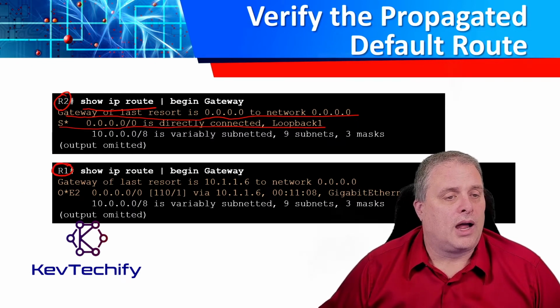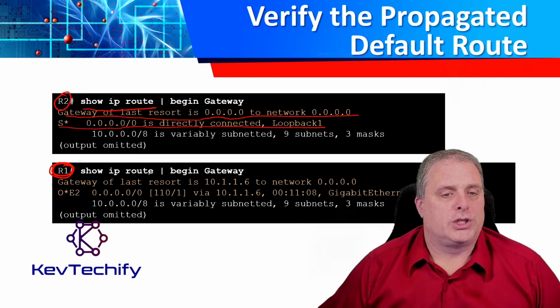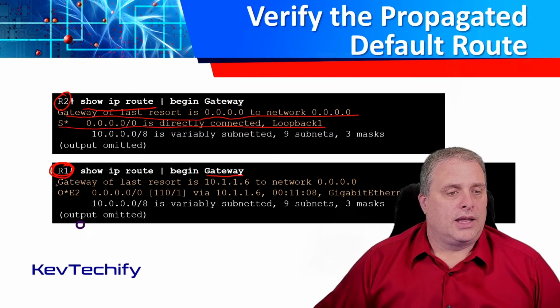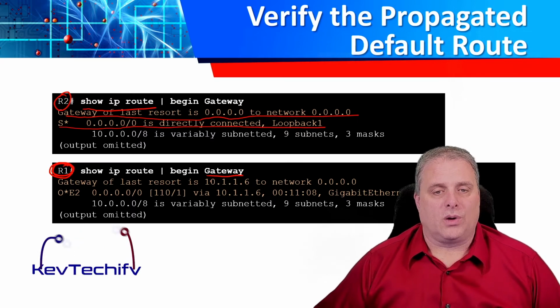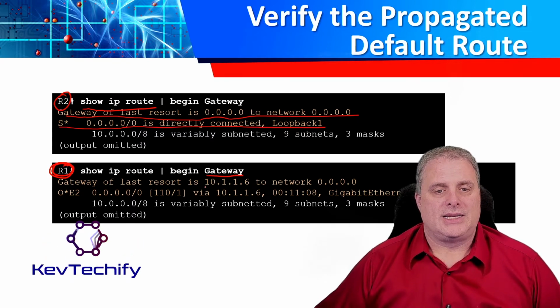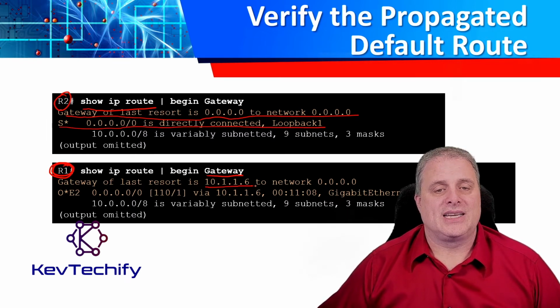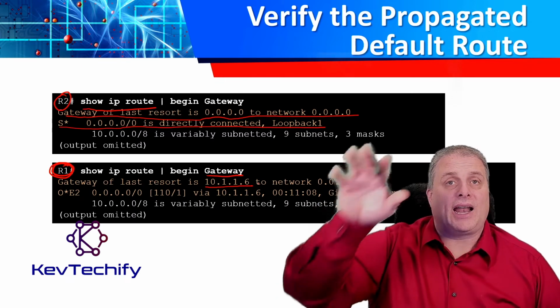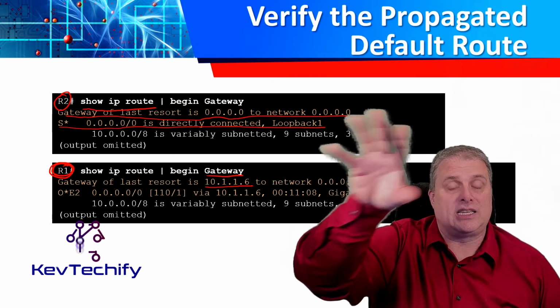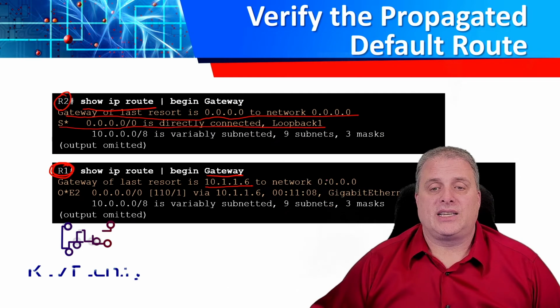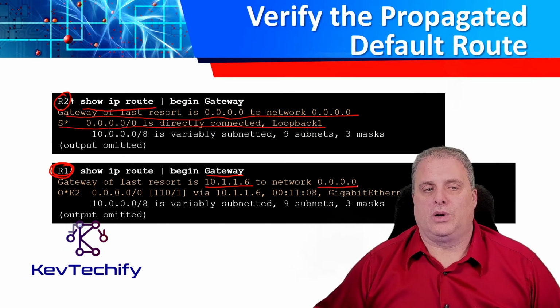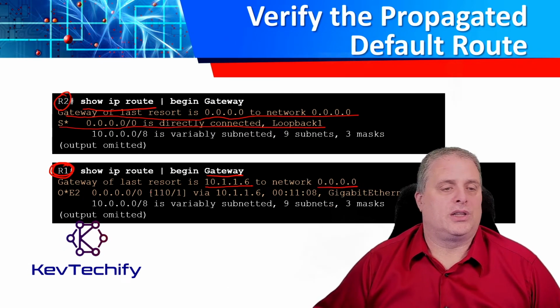So we are on R1 right here. We do a show IP route filtering with the beginning of gateway. Then we're saying the gateway of last resort is 10.1.1.6. 10.1.1.6 is on that R2 where that simulated internet is, and that's to network 0.0.0.0. We are going to take anything and push it there.